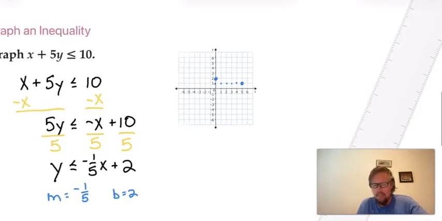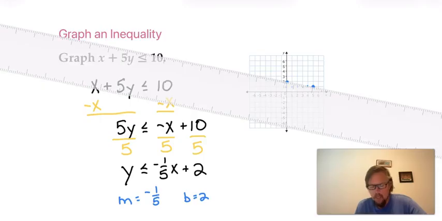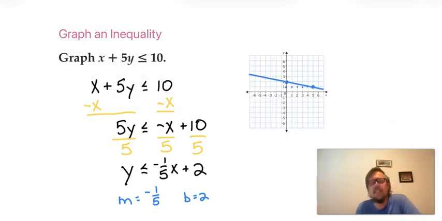Now, when we connect them, since this has an equal to line, we want to include the -1/5 x plus 2. If it didn't have the equal to line, we would connect these 2 points with a dashed line. But since it does have the equal to line and we want to include -1/5 x plus 2, we connect with a solid line. And so now the question is, whenever we shade, do we shade above the line or below the line? Well, this is less than, so we're going to shade below the line.